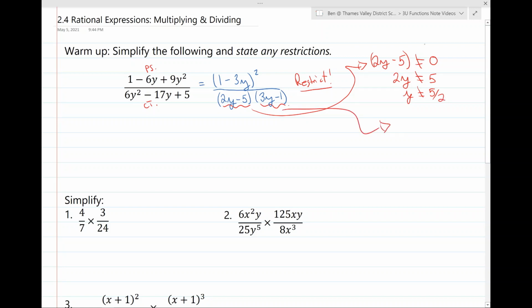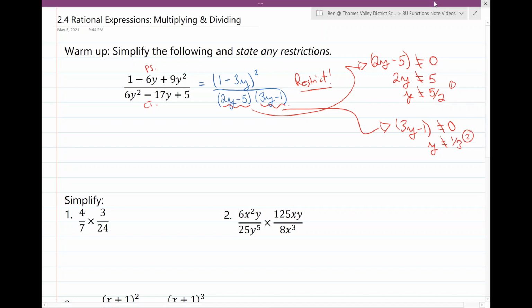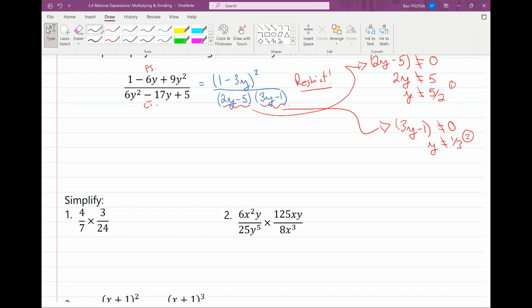That was our first restriction. For our second restriction, we're going to work from the factor 3y minus 1. We know that can't equal 0 either. Again, we'll isolate for y. We find that y cannot equal 1 over 3. That's our second restriction. Since we've restricted each part of our denominator, now we can work to rearrange.